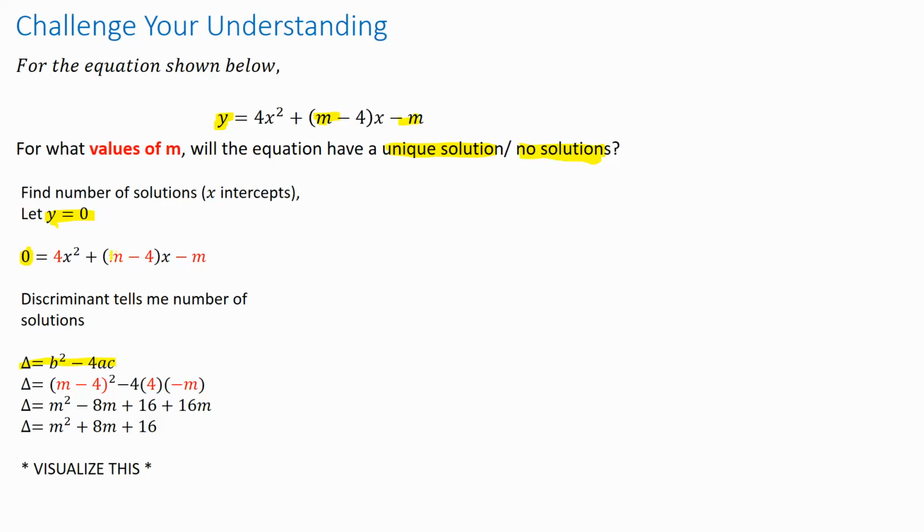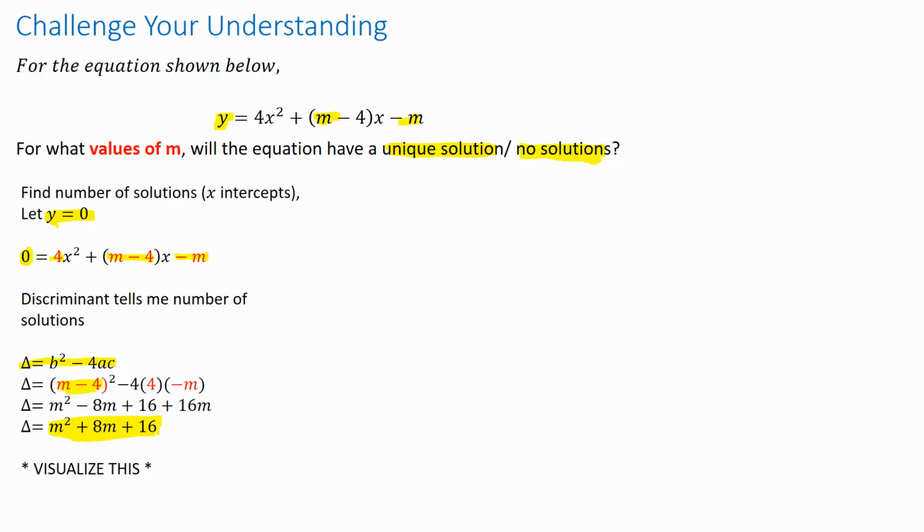I'm going to put b, this is b, so b squared, m minus 4 squared, and then negative 4 times a, which is currently 4, so times 4, and then times c, which is negative m. Put them all together and simplified, I get this equation. So the discriminant equals m squared plus 8m plus 16.